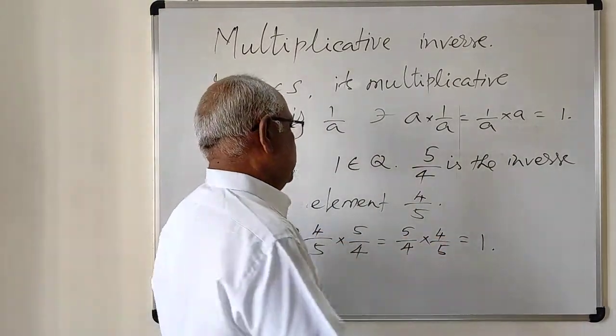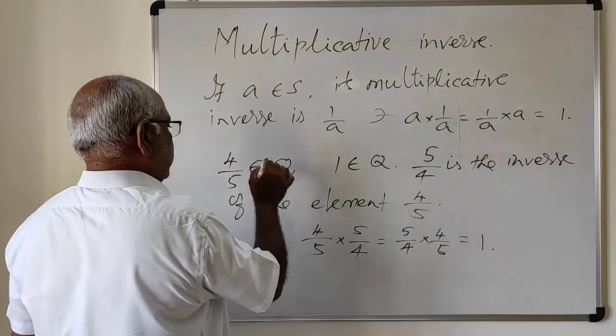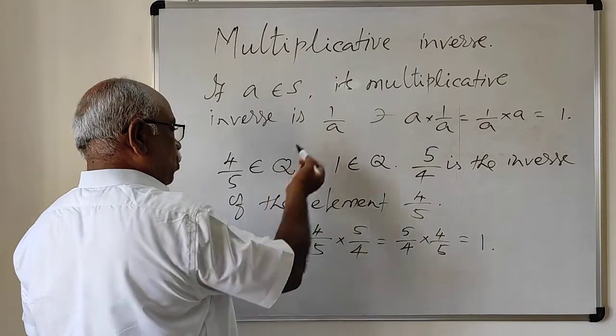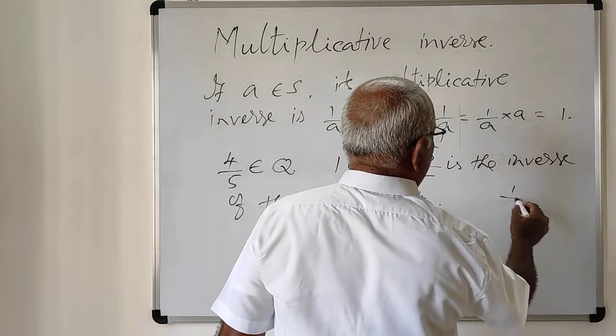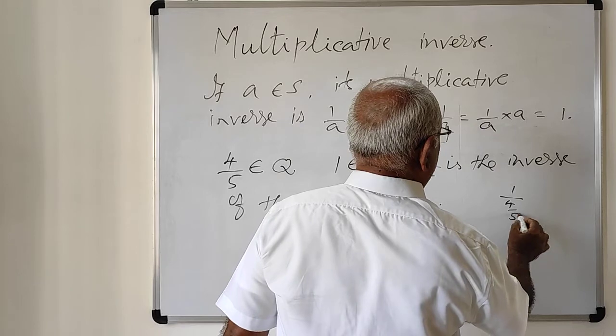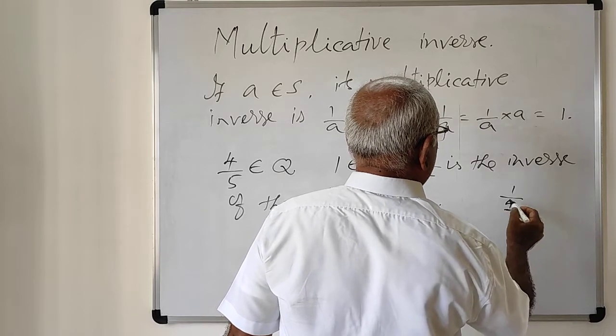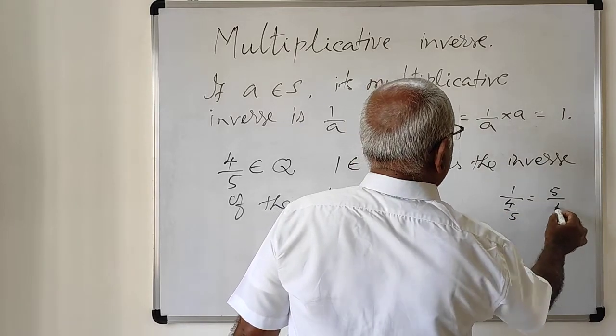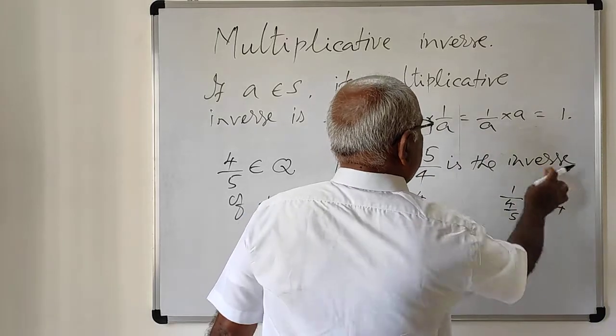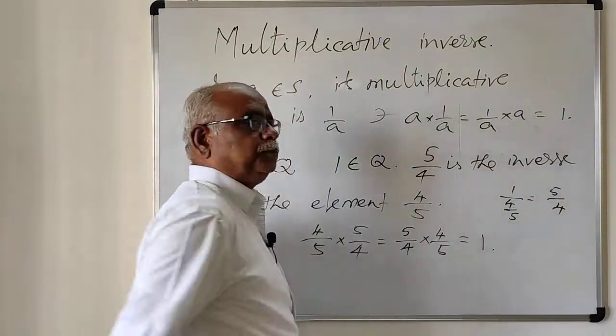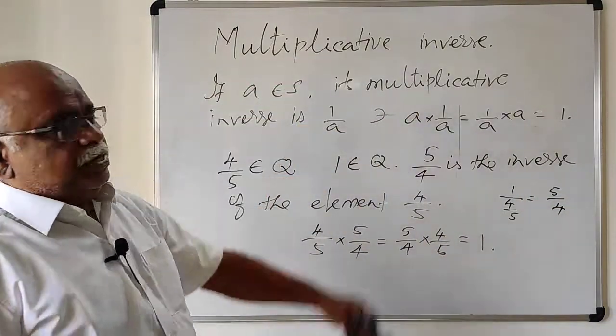Multiplicative inverse: if 4 by 5 is a fraction in Q, then 1 by 4 by 5 is the inverse element of 4 by 5, that is equal to 5 by 4. This is the inverse element of 4 by 5. Like that, multiplicative inverse is defined.